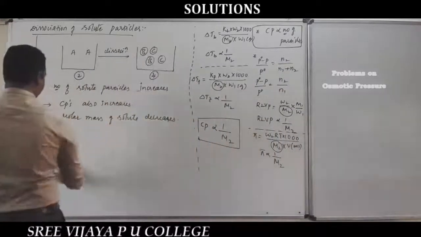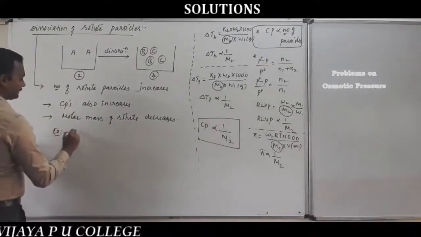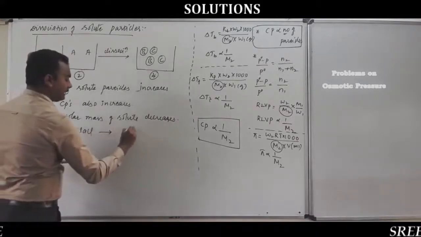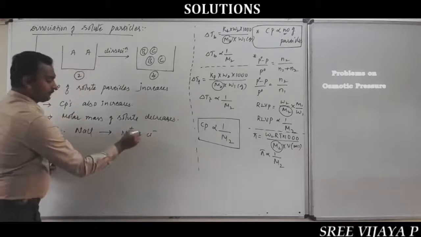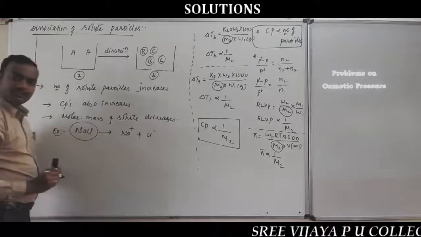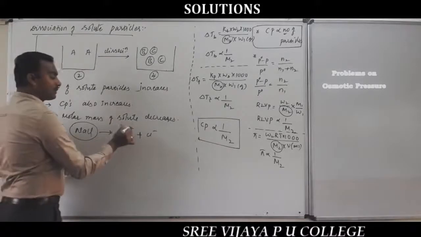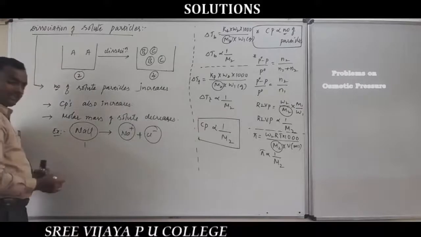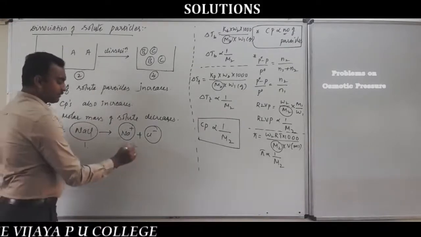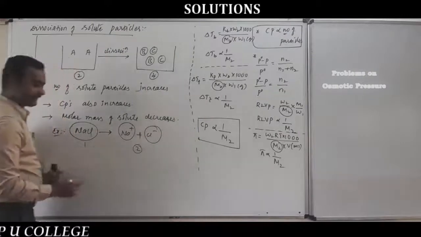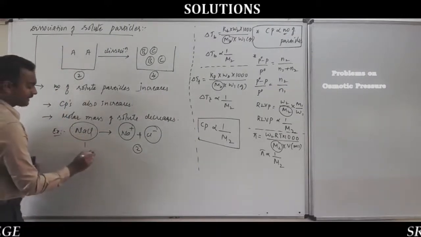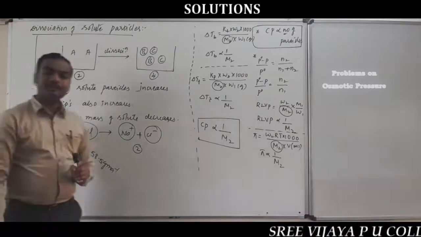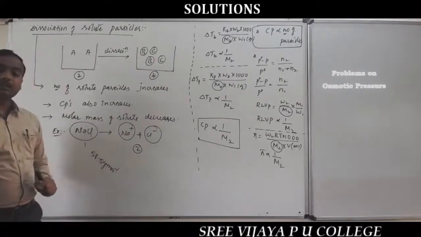Let me take a simple example: dissociation of NaCl. When NaCl undergoes dissociation, what do you get? Na plus and Cl minus. Before dissociation, NaCl acts as one particle. After dissociation, Na plus acts as one particle and Cl minus acts as one particle. Before dissociation, there is one particle. After dissociation, there are two particles, Na plus and Cl minus. So what is the molar mass of NaCl? It is about 58.5 gram per mole. Sodium is 23, chlorine atomic mass is 35.5, adding them gives 58.5 gram per mole.